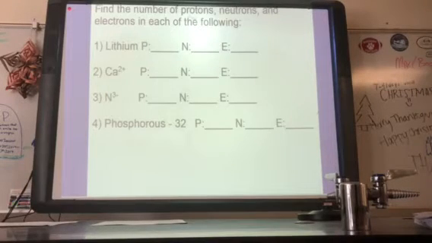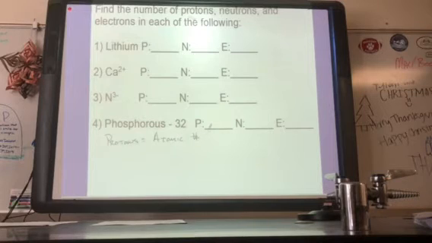In this video, we're going to talk about how to find the number of protons, neutrons, and electrons in each of these atoms. Before we do that, it's important to understand how we find the number of protons, neutrons, and electrons. It's very basic. Protons are equal to the atomic number. So if you're looking at the periodic table, the atomic number is the number at the top of the box. It is always a whole number.